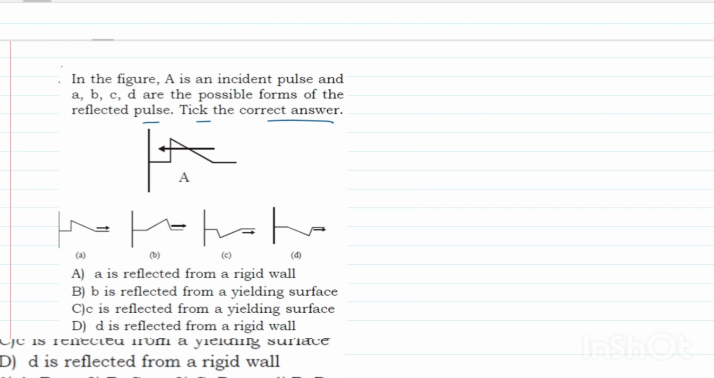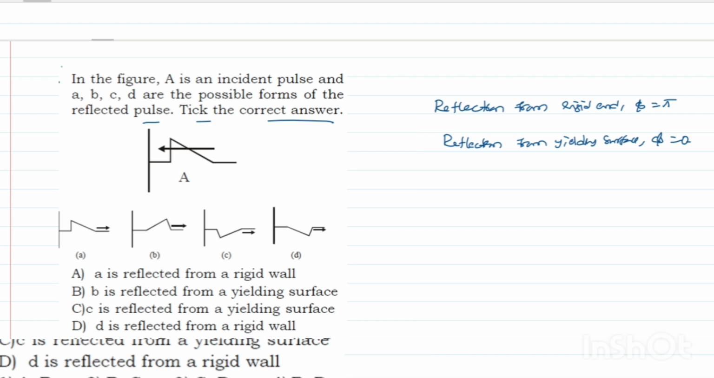So if it is reflected from the rigid surface, there is a phase difference of pi. Suppose it is a reflection from a yielding surface, meaning a smooth surface, it is a free end, students, and there won't be any phase difference.